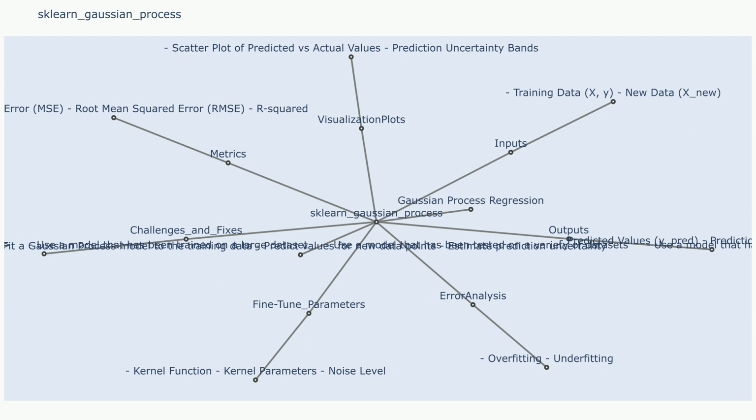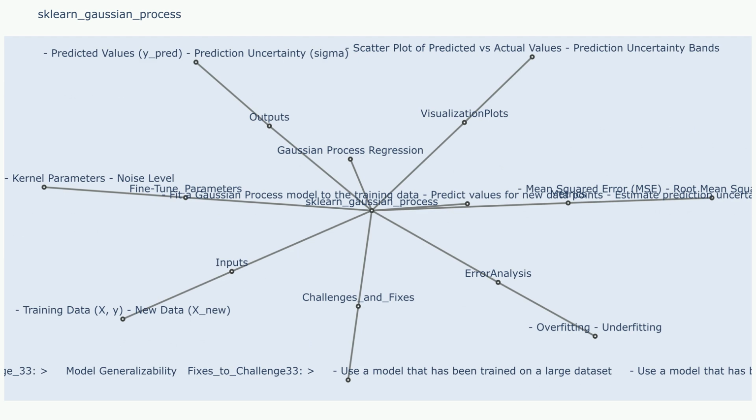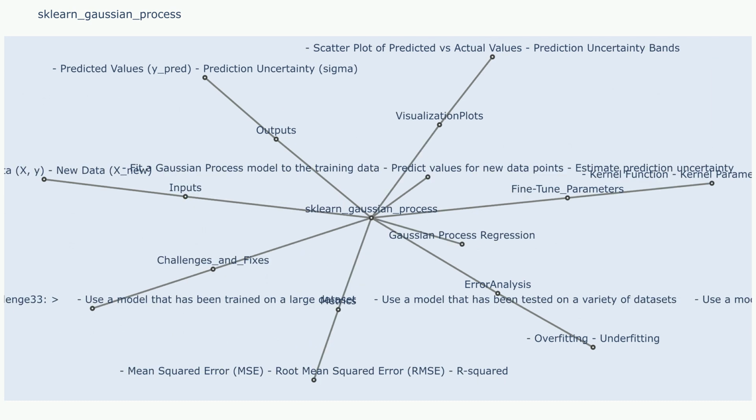Challenges and fixes. Challenge 1: overfitting to the training data, leading to poor generalization performance on unseen data. Sample use case: when the training data is noisy or has a high dimensionality, the model might overfit, resulting in high variance and poor predictions on new data. Fixes. Increase regularization alpha to penalize complex models. Use a more appropriate kernel function that avoids overfitting.